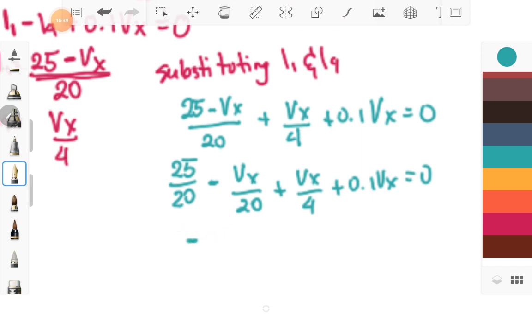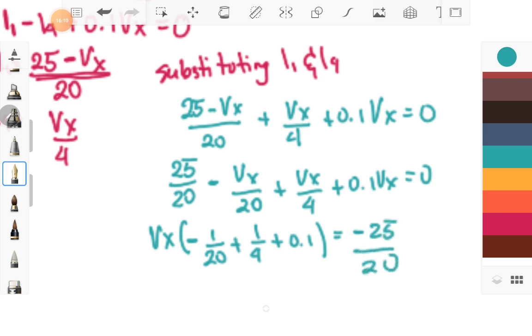So lalabas natin lahat ng Vx mo. Vx multiplied by negative 1 over 20 plus 1 over 4 plus 0.1, which is equal to negative 25 over 20. So tama ba? Okay, tama yan, di ba? So after that, we will solve for your value of your Vx. So we have negative 1 over 20 plus our 1/4 plus our 0.1. So we have a value equal to 0.3.